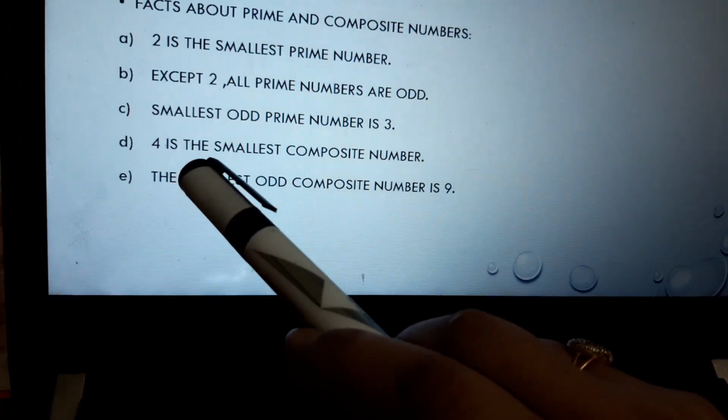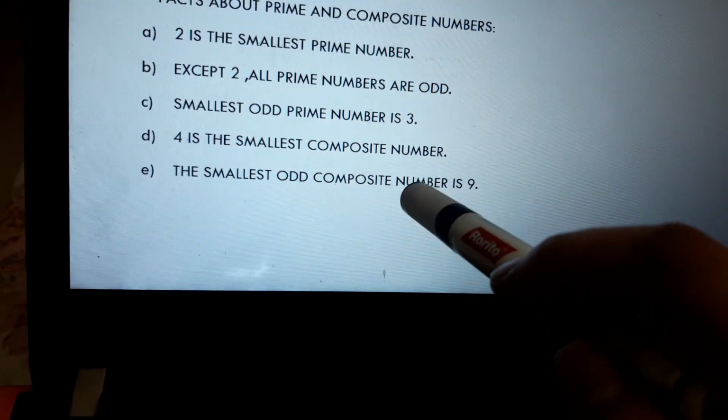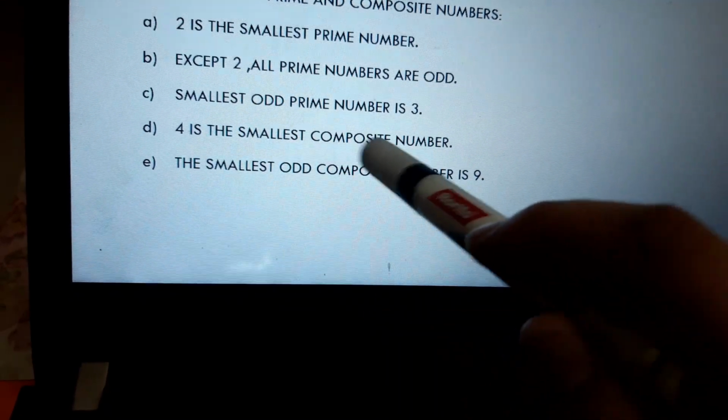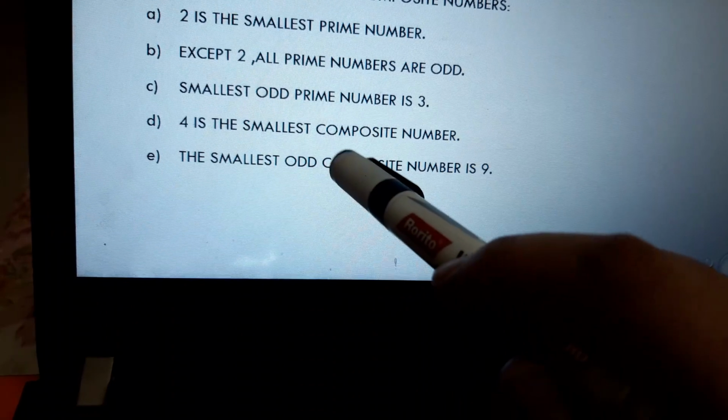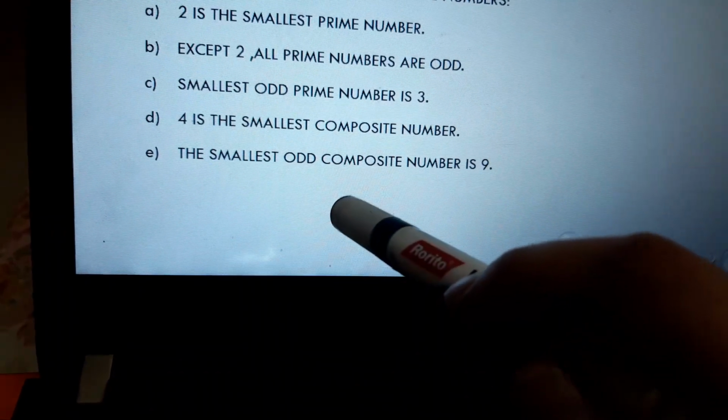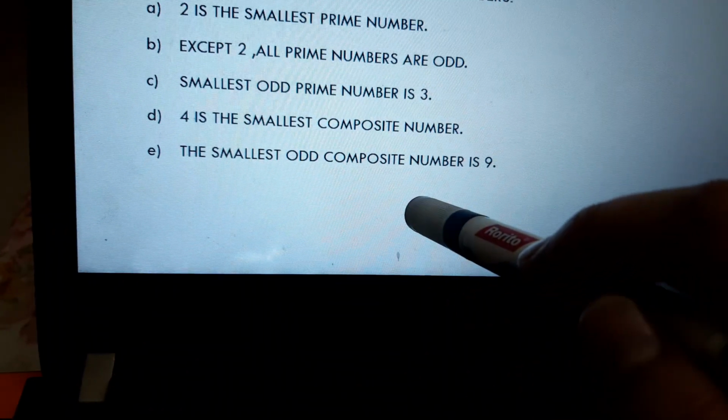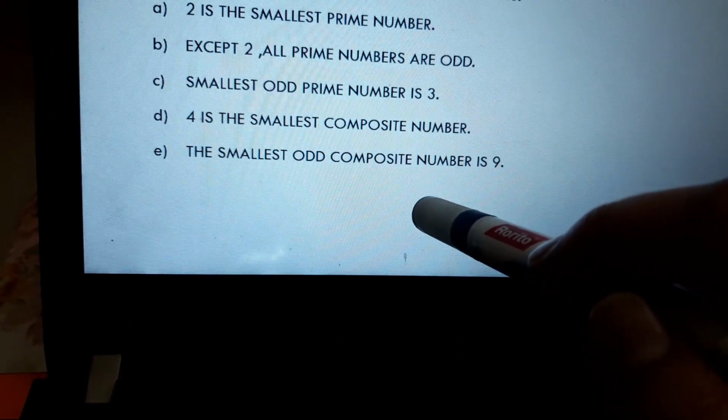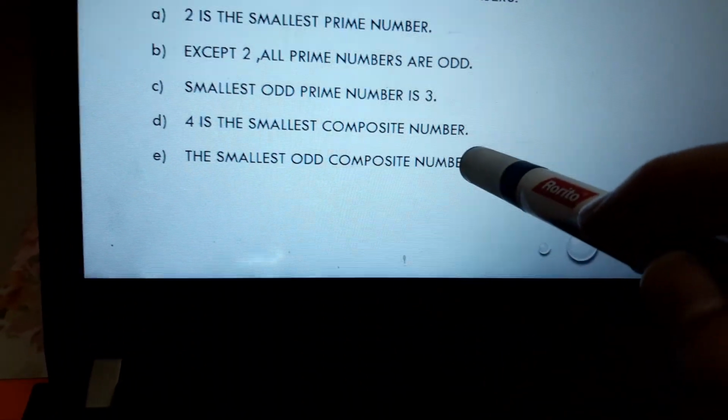Fourth, 4 is the smallest composite number. Now 4 is a composite number, so this is the smallest composite number. Before that we have 1, 2 and 3. 2 and 3 are prime. 1 is a special number. So 4 is the smallest composite number.